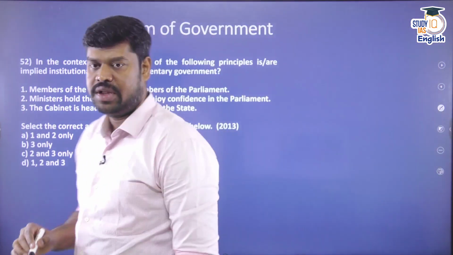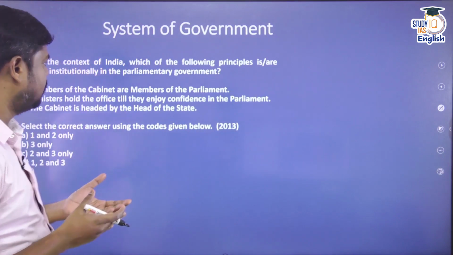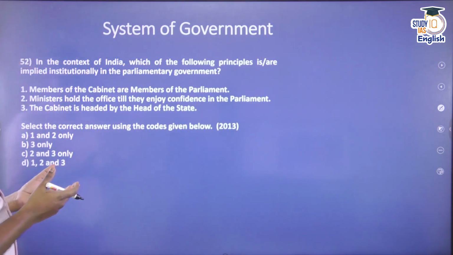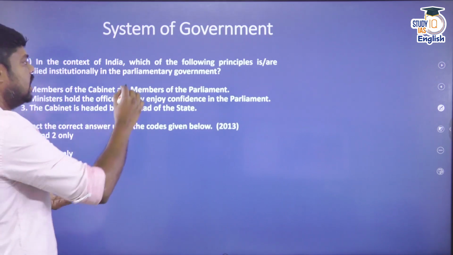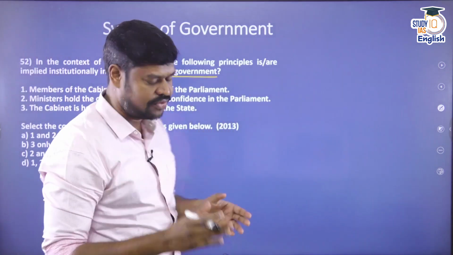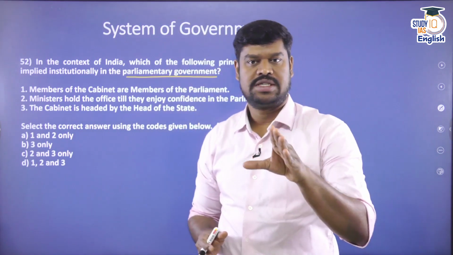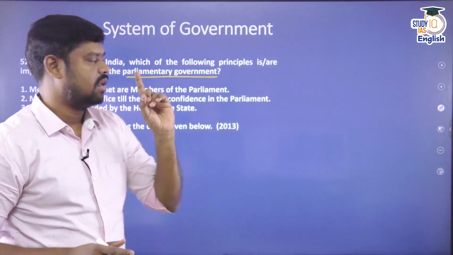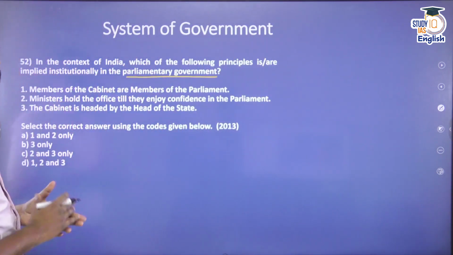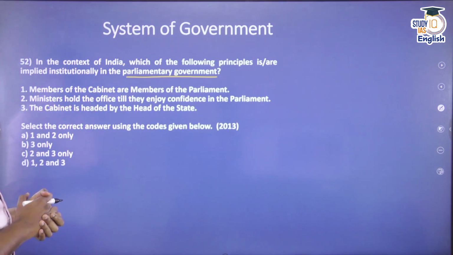In the context of India, please understand, which of the following principles are implied institutionally in the parliamentary government? See how many questions are coming just from the concept of parliamentary democracy. A very simple concept. If you understand, you can solve most of the questions that come from this particular area. See what the statement is? The members of the cabinet are members of the parliament.